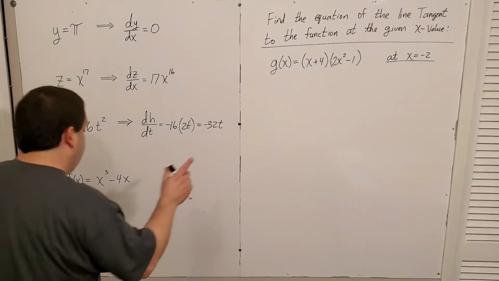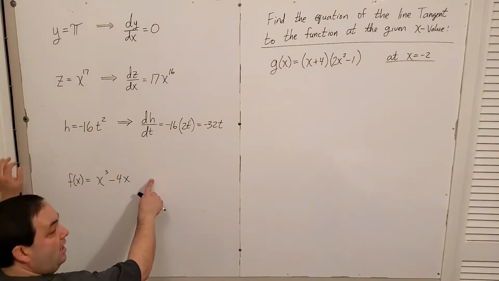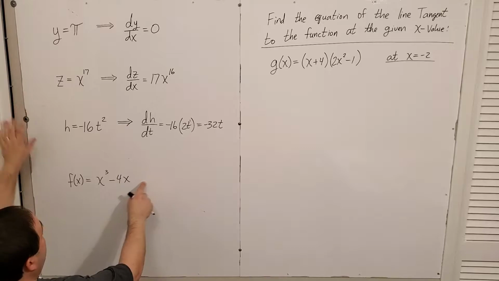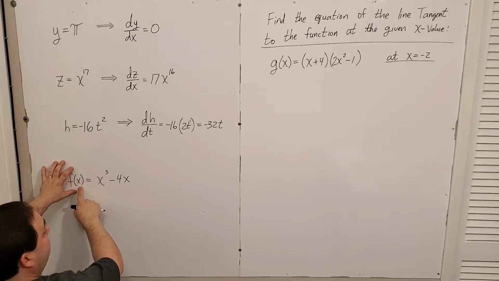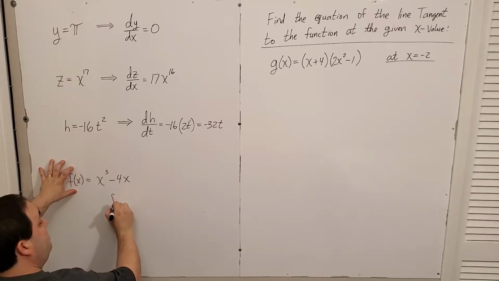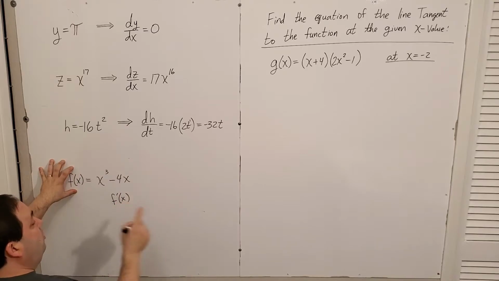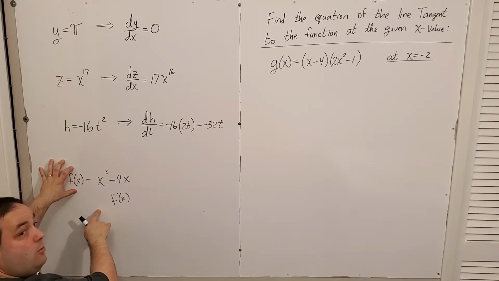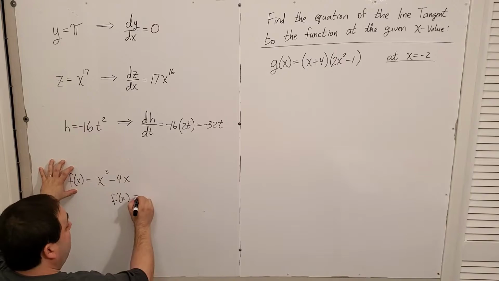Okay? Don't make the mistake of putting an equal sign here. I see that a lot. Don't do that. This is the function f. Its derivative would be f prime, or you could also put df over dx. That would work too. Okay?